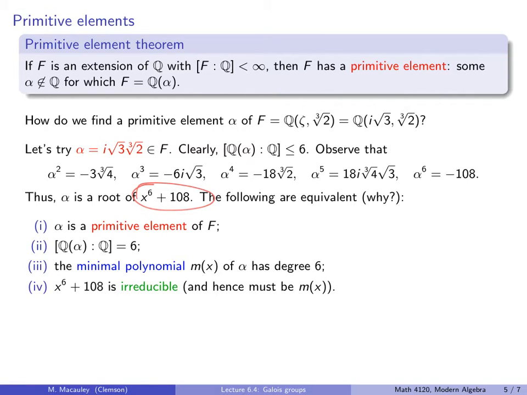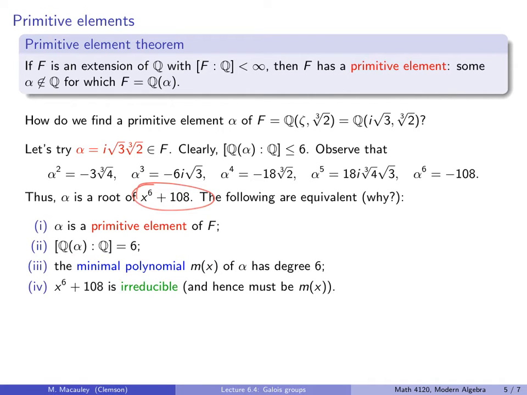Now recall that the minimal polynomial, by definition, is the smallest degree polynomial of which alpha is a root, and it is irreducible by definition. So if this polynomial is irreducible, then it is the minimal polynomial m of x, and this field extension has degree 6, and therefore alpha is primitive.